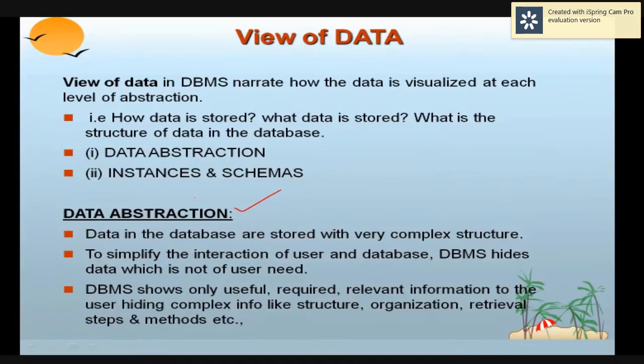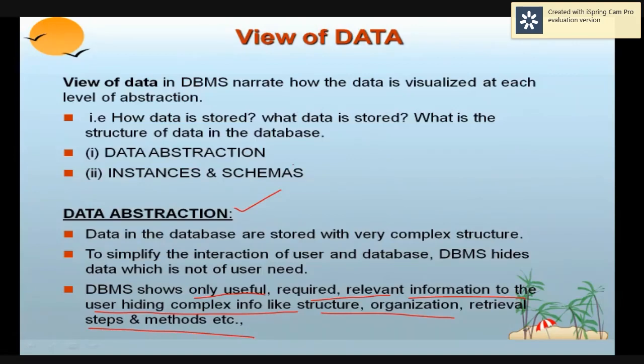Like how you see the sentence says, data in the database are stored in a very complex structure, and what is being shown here is that the database shows only useful, required, relevant information to the user, hiding the complex information like structure, organization, retrieval, and steps and methods. Okay, so this is a process of abstraction.